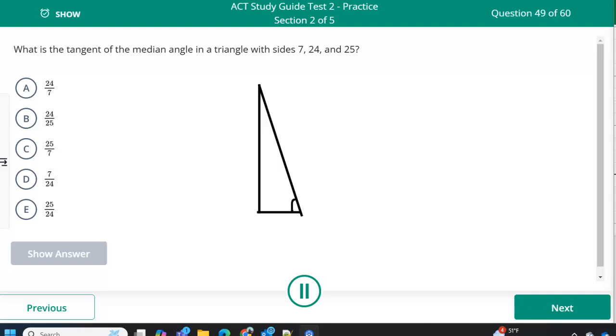All right. So what do we have? The tangent of that angle is SOHCAHTOA, opposite over adjacent. Opposite is 24, and adjacent is 7. So 24 over 7, which is answer A.